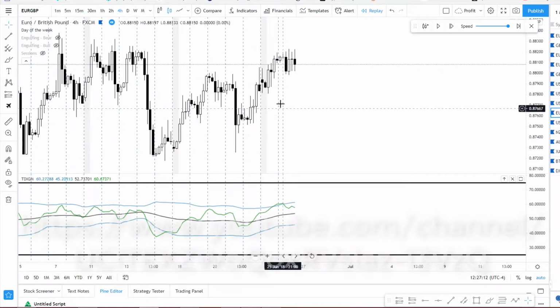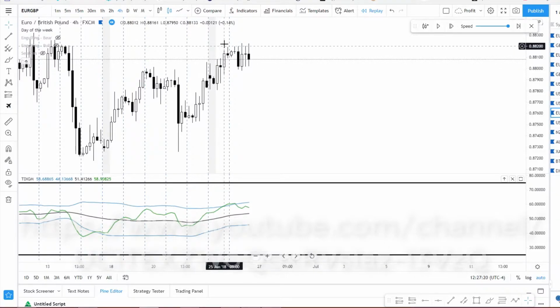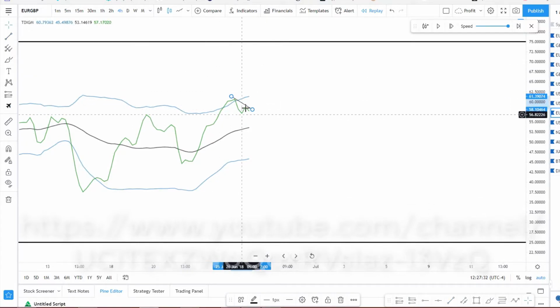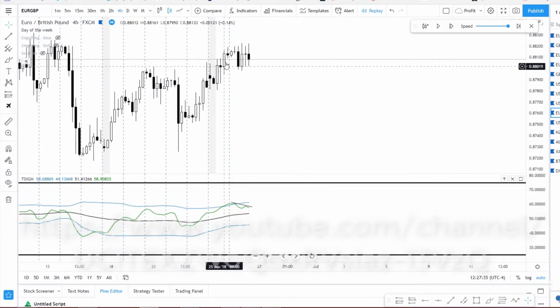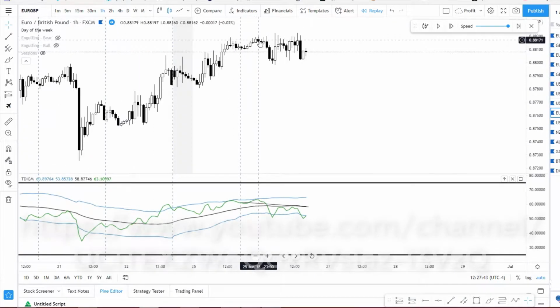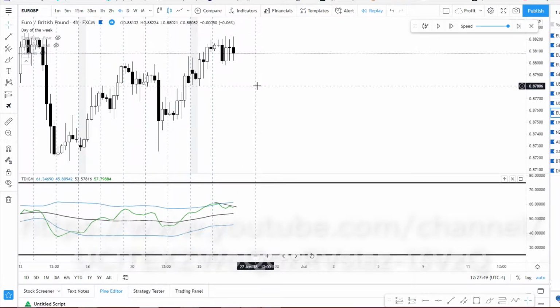And again, as you can see, we made a double top. It's not that clear on 4 hour, but if you go lower, you will see clearly that it makes a double top, also known as an M pattern. And so do we have divergence? The indicator is making lower highs, and on 1 hour it makes a double top. So at this point, yes, we can take it.